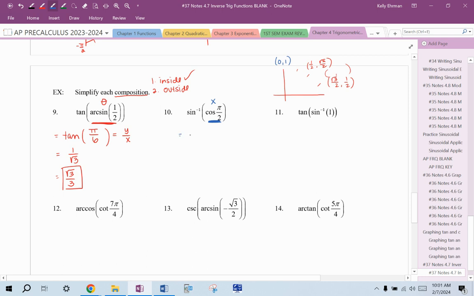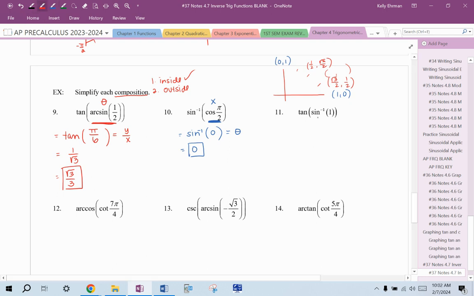So rewrite this problem. You've got inverse sine of, instead of cosine of pi over 2, simplify that to 0. And then here we're looking for theta. Arc sine of what is equal to theta, or arc sine of 0 is equal to what theta? So when is y equal to 0? At 0. So theta equals 0 for that one.